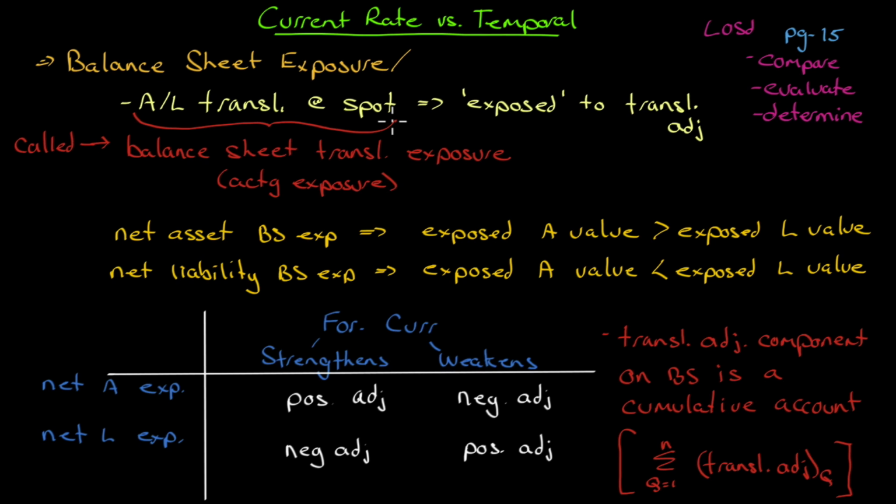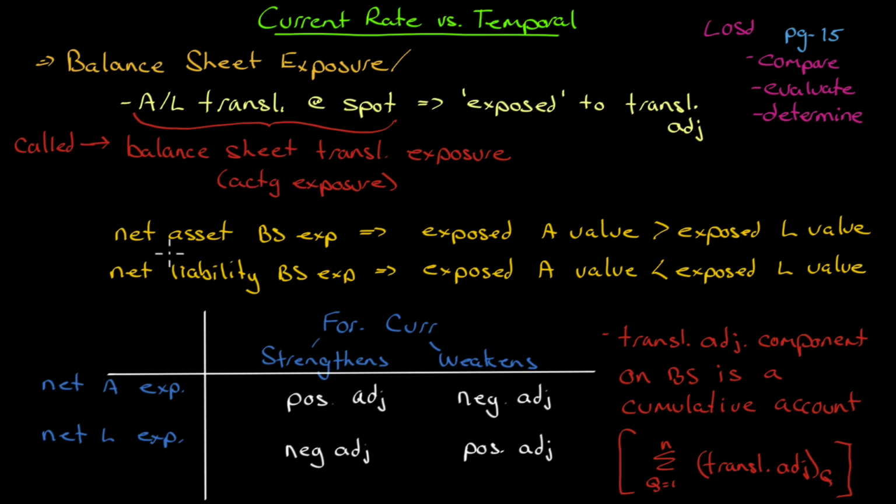So rather than measuring the amount of asset exposure and the amount of liability exposure, we can net them out and measure something called balance sheet translation exposure. Is a balance sheet exposed positively or negatively to a changing currency? Well, that depends on whether it is asset exposed or liability exposed on a net basis. It's also called accounting exposure.